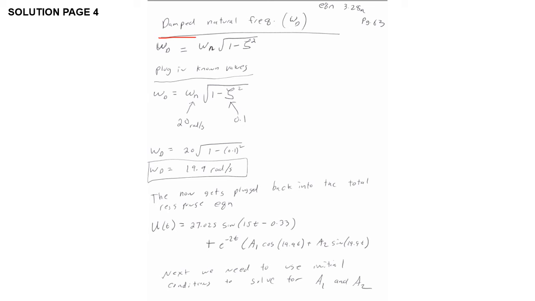Looking for our omega d, our damped natural frequency, this comes from equation 3.28a on page 63 of our textbook. Omega sub d is equal to omega sub n times the square root of 1 minus zeta squared. We can plug in our known values: omega d is equal to our omega n, which is 20 radians per second, times the square root of 1 minus our zeta, 0.1, squared. When we solve this out, our omega d has a numeric value of 19.9 radians per second.